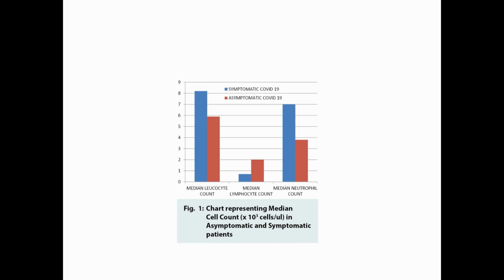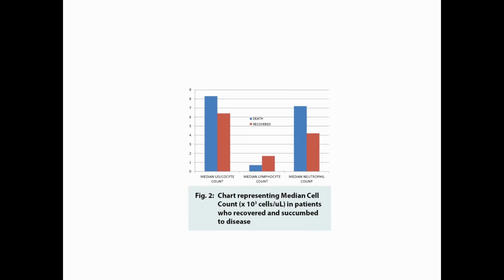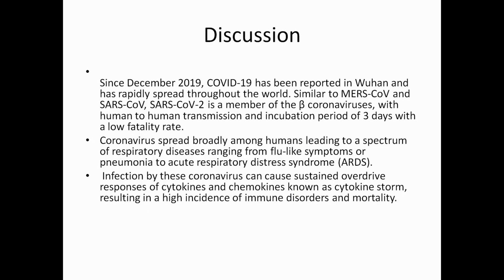This shows median lymphocyte counts in recovered and symptomatic and asymptomatic groups, wherein the median leukocyte count is high in symptomatic patients, while median lymphocyte count is low in symptomatic patients, and median neutrophil count is significantly higher in symptomatic patients. The same thing is represented here. Comparing death and recovered patients, median leukocyte count and median neutrophil count were higher, while median lymphocyte count was lower in dead and dying patients.